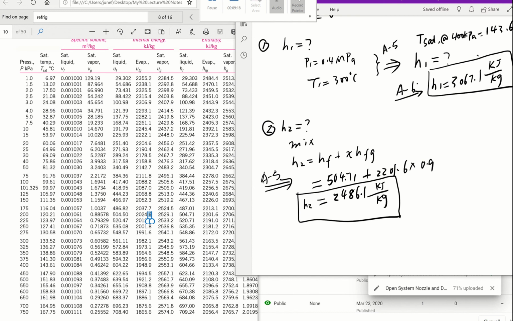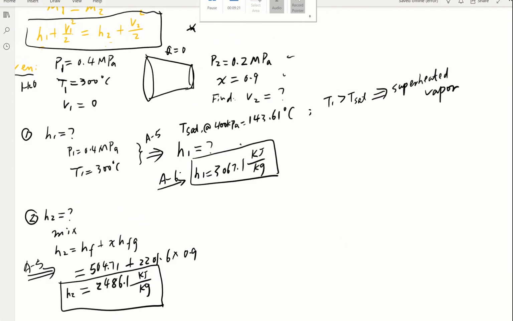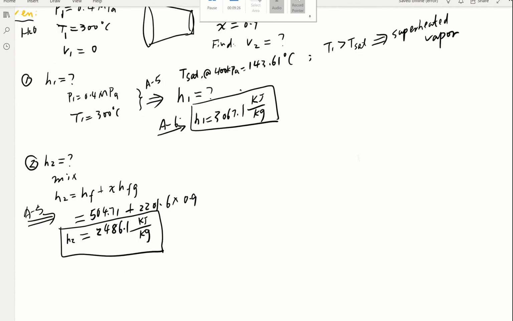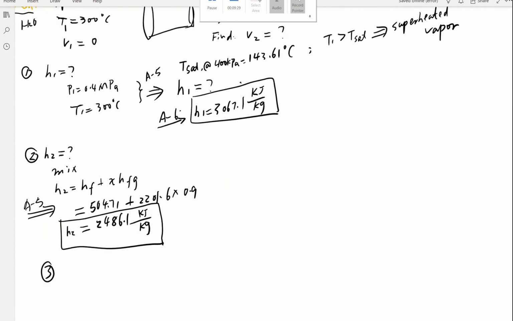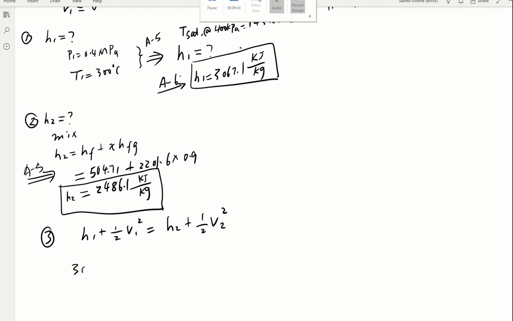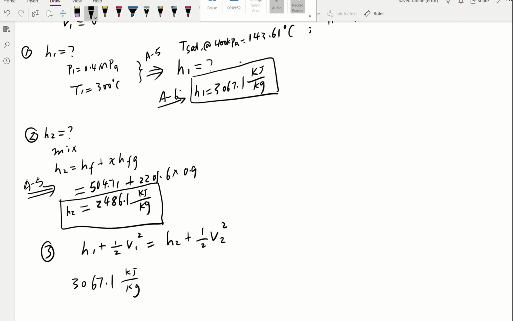Okay, so far we're done getting the enthalpy ready, H1, H2. Now we go back to this governing equation, right? So that's our third step. H1 plus half V1 squared equals H2 plus half V2 squared. That's the energy conservation equation for a nozzle. And H1 is 3067.1 kilojoule per kilogram. And V1, it's low velocity, which means V1 is equal to 0.